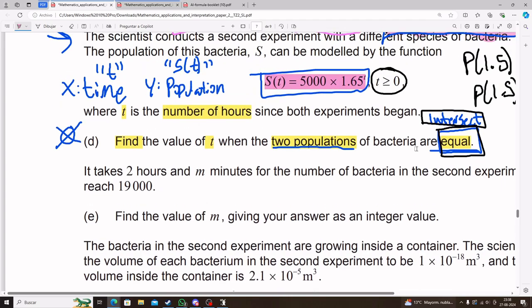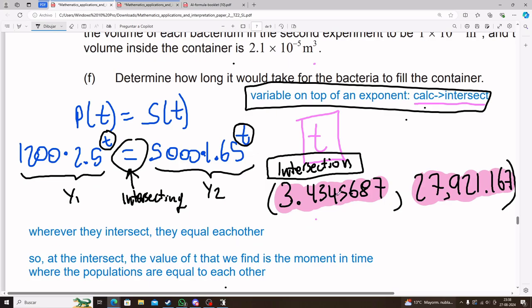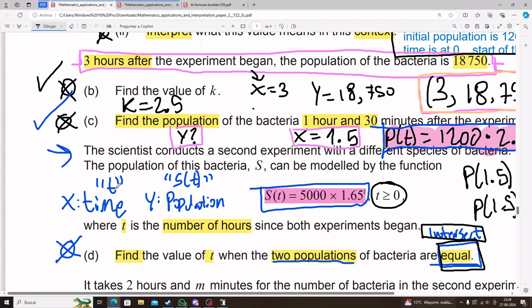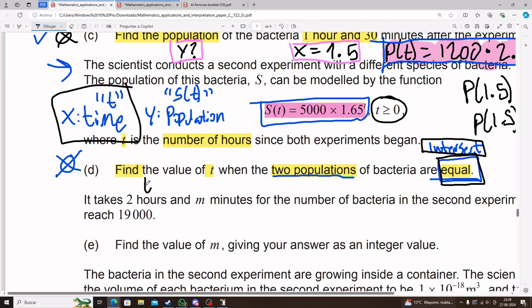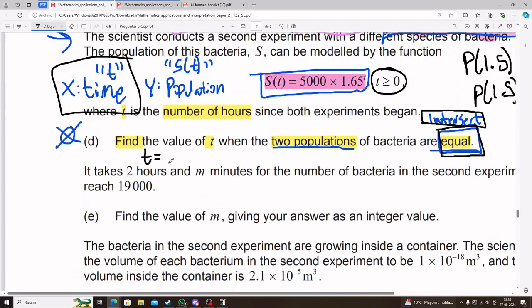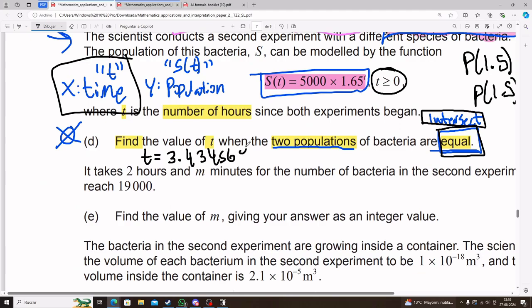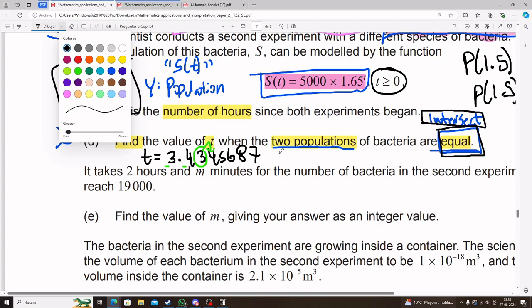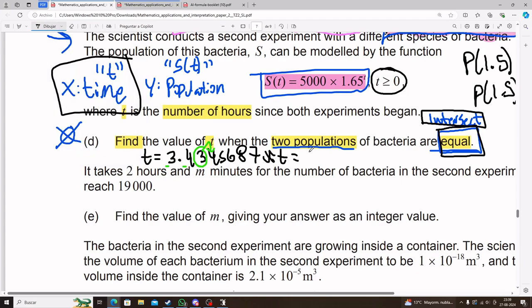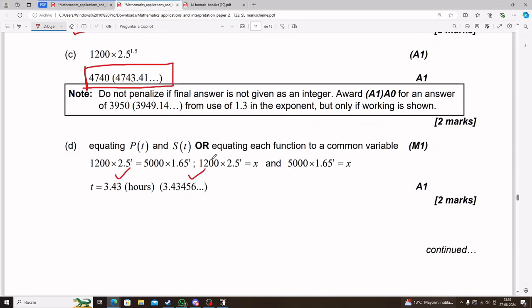So for the value of t when the two populations of bacteria are equal, you can just put in your x value because x, as we said, is going to be time. All right, so the value of t is the x value of my intersect, 3.4345687. If you want to leave it in significant figures, you just gotta count 1, 2, 3, round it up or keep it the same. You keep it the same. So t, you can also leave it in significant figures as 3.43. Don't forget your units, hours. If we go over here, all good right there.